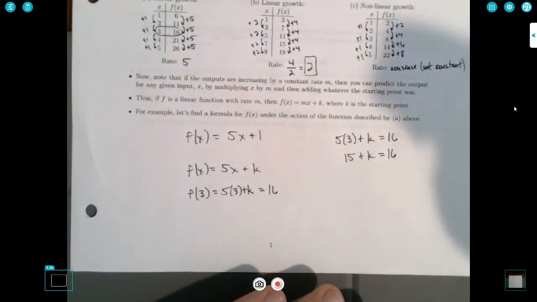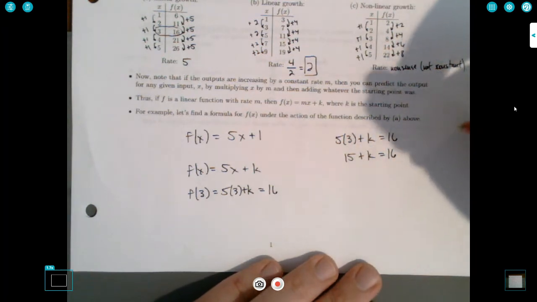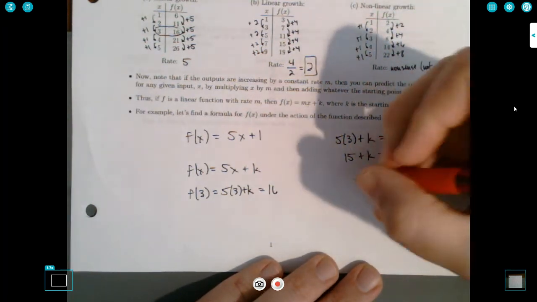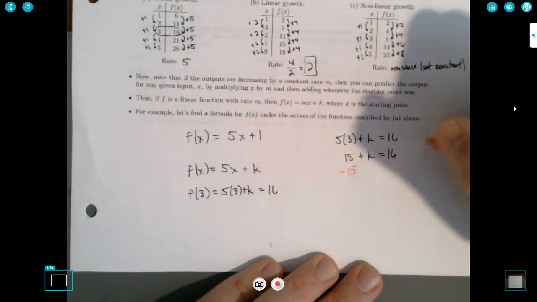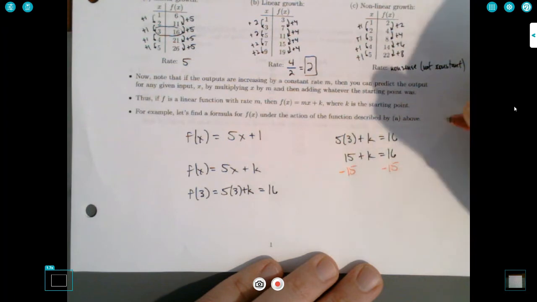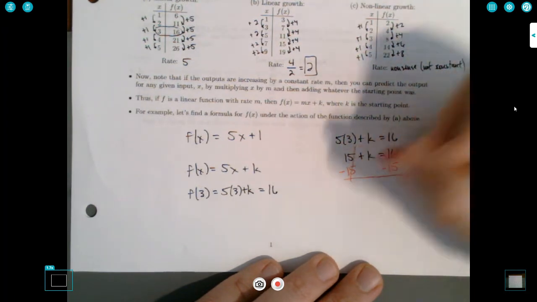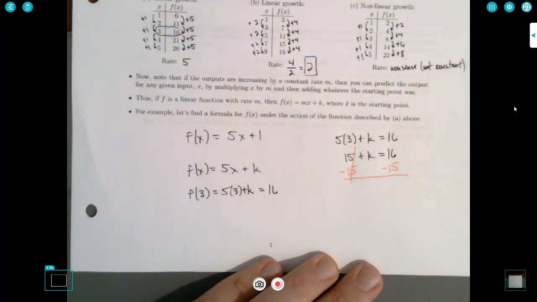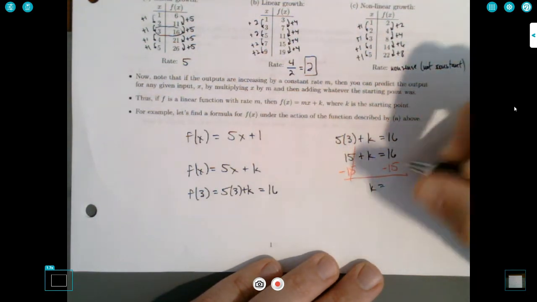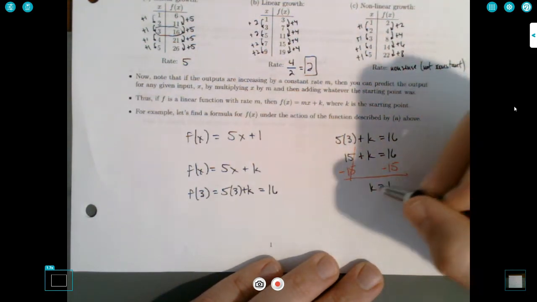If you wanted to do it algebraically, like we did in the previous section, you would say, I want to get k by itself. Right now I'm adding 15 to it, so I need to subtract 15 to get rid of it. And I'm allowed to do that as long as I balance it by subtracting 15 on the other side as well. And then I get k by itself on the left, and on the right, 16 minus 15 is 1, just like we thought. Okay.